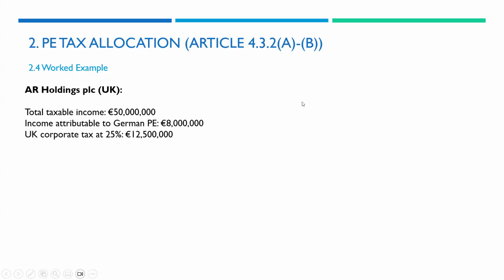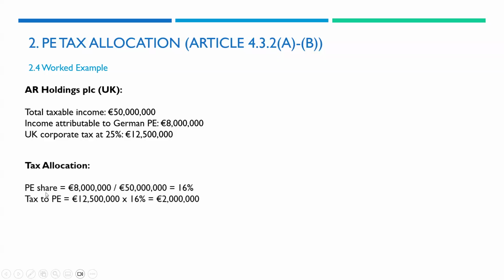I have a total taxable income of 50 million, out of which 8 million is income attributable to a PE. Now let's assume this income is also transferred to the PE. So what is the amount of taxes that I will be sharing to the PE? I'm getting answers: everybody says 2 million. So let's see, how did you get 2 million?